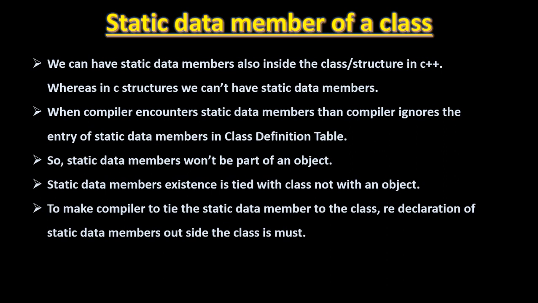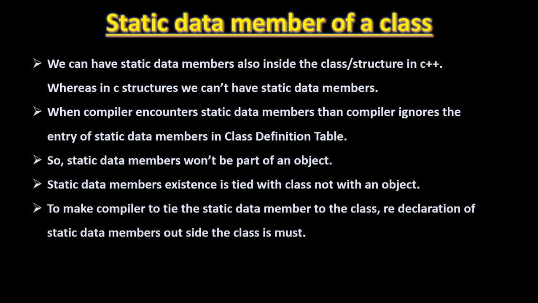when we were discussing the introduction to class and structures, we discussed something like a class definition table or structure definition table. There we discussed that whenever the compiler encounters a class, it will create a table called the class definition table, and inside that table, it will make an entry of the non-static data members present in the class. If you have not watched that video, please watch the introduction to class and object of this series. Okay. Now, whenever the compiler encounters static data members written inside the class, it will simply ignore them and not make an entry into the class definition table.